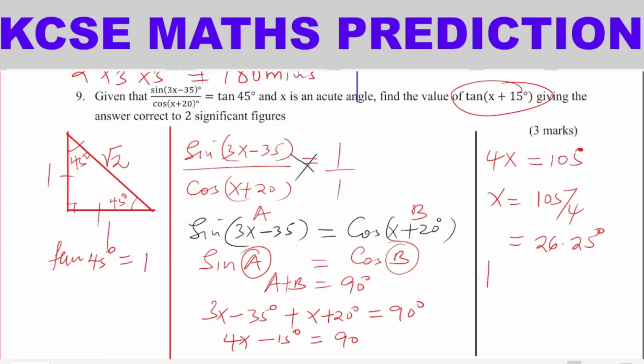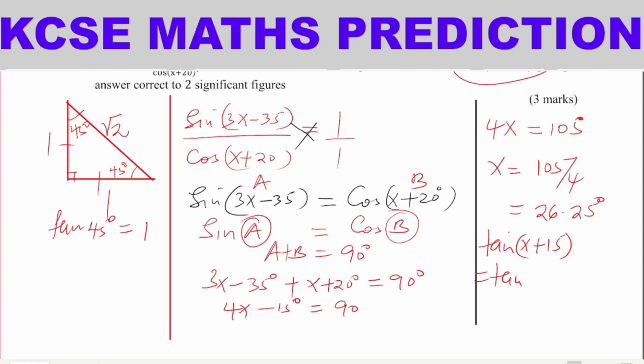Now you have x, so tangent of (x plus 15) degrees will be tangent of (26.25 plus 15) degrees. When you work it out using the calculator, this will be tangent of 41.25, which will give 0.88, when you give it correct to two significant figures.